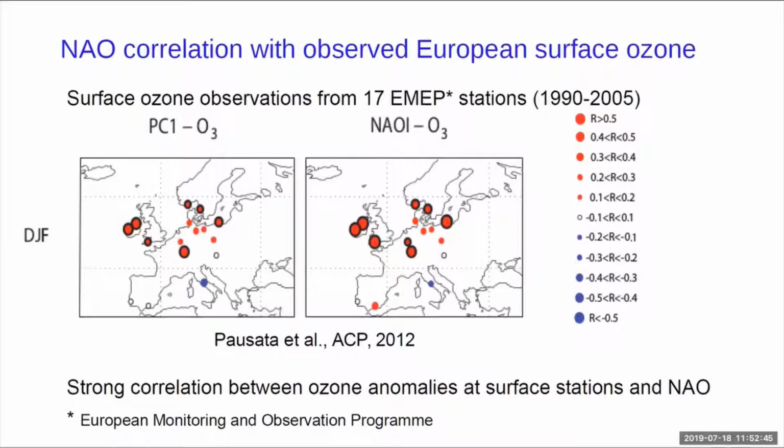So let's start at the surface. And these plots are taken from a paper by Pozzoli et al. in 2012. And they show correlation between surface ozone anomalies at some European monitoring stations and the NAO for the period 1990 to 2005. And as you can see, there's a strong positive correlation between surface ozone in Northwest Europe and the NAO.